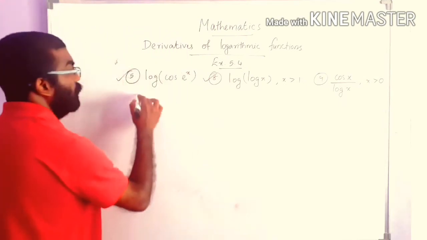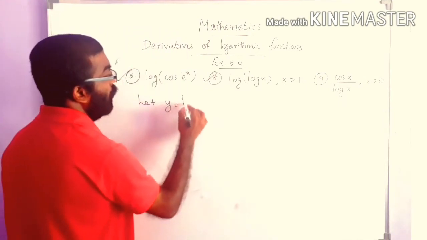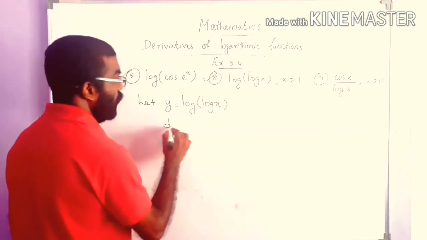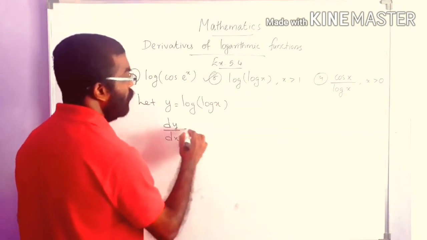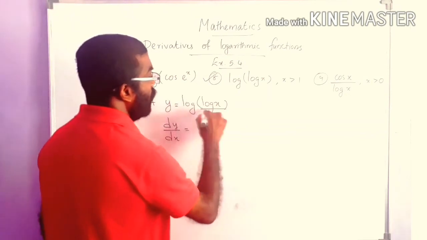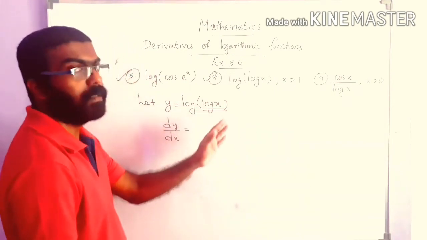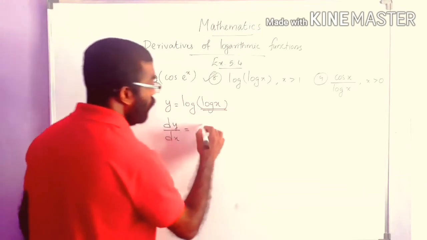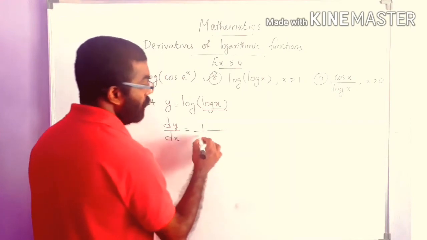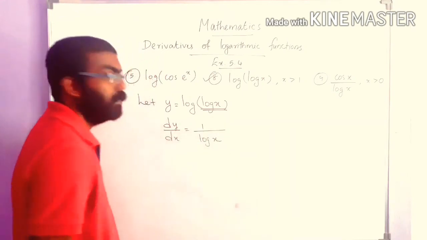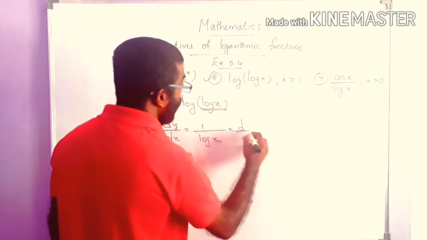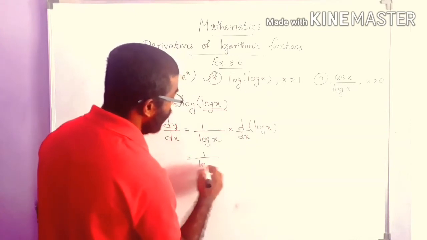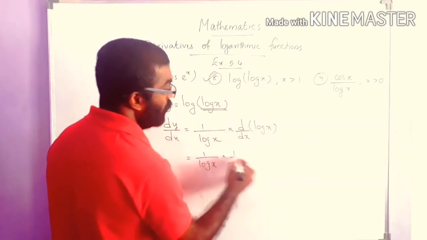Log x. So let y is equal to log x. Here also we differentiate with respect to x, that is dy by dx is equal to derivative of log x. So this can be read as log x in place of x. Instead of x, the term is log x. Remember, the derivative of log x is 1 by x. So 1 by log x into d by dx, that is the derivative of log x, it's 1 by x.